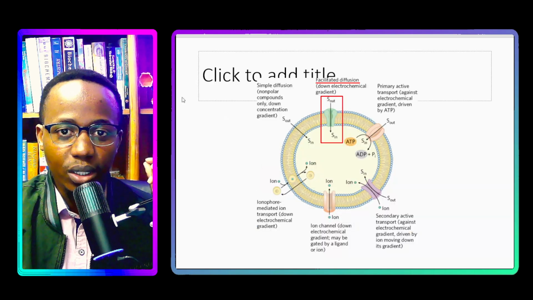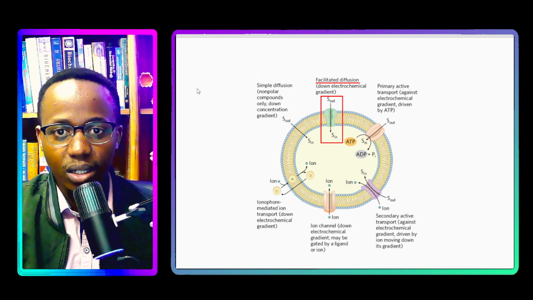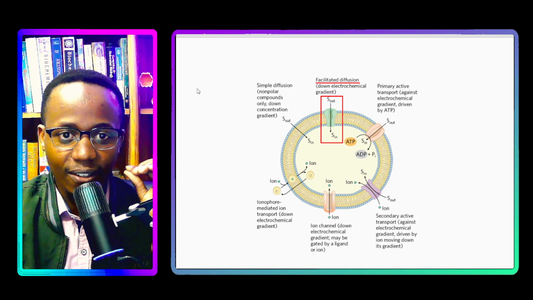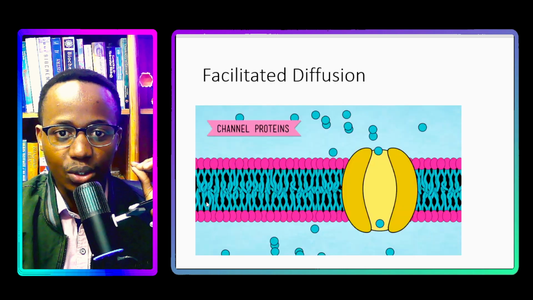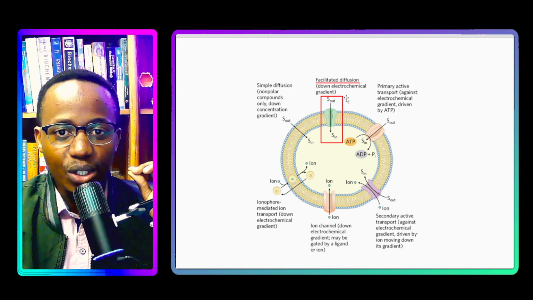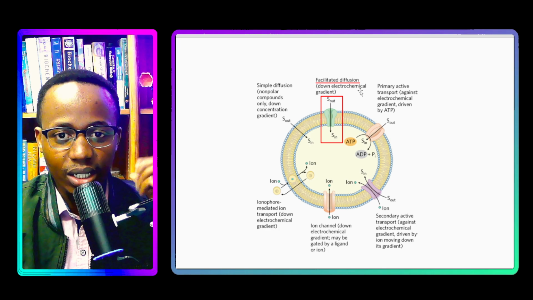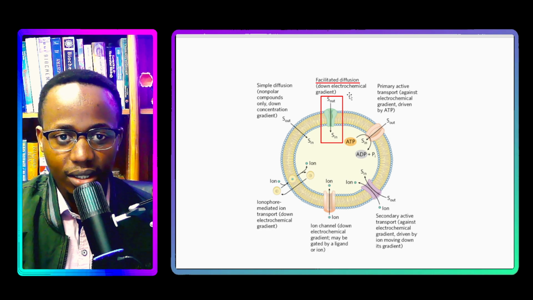All right, let's go to the next one. The next one is facilitated diffusion. So it's still diffusion, but it is facilitated, right? So we're using a gradient as well, right? If there is a concentration gradient, then things are going to move down the electrochemical gradient. So electrochemical, that's what I was talking about. It might be electricity or charges or just concentration. This is the gradient we're talking about.